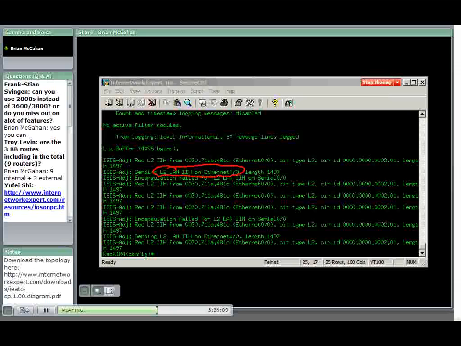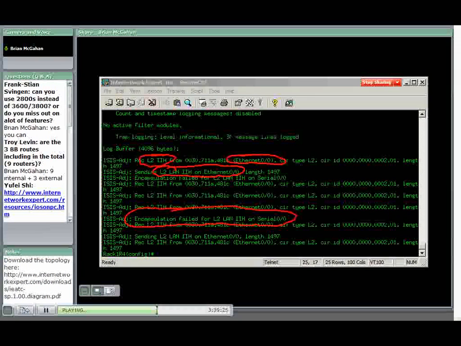Okay, now what we should see here when we look at this output is that we're sending level 2 hellos out our Ethernet interface, and we're receiving level 2 hellos. So we receive level 2 hellos on Ethernet. We're sending them on Ethernet. And then we're sending them out the serial interface. But what it's telling us is that encapsulation has failed for a level 2 hello being sent out the serial interface.